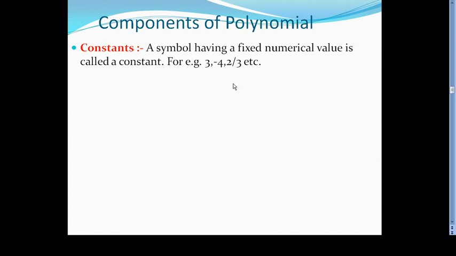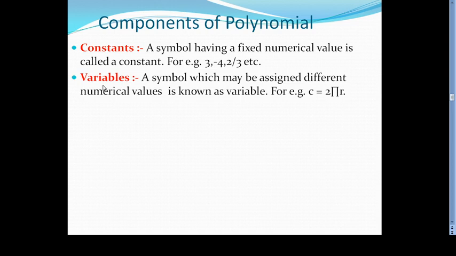Next, variable. Variable means a symbol which can vary. Vary means change. A symbol which may be assigned different numerical values is known as a variable. For example, C equals 2 pi r. This is the formula for the circumference of a circle. Here 2 pi is a constant because its value remains the same, and r is a variable as it varies.